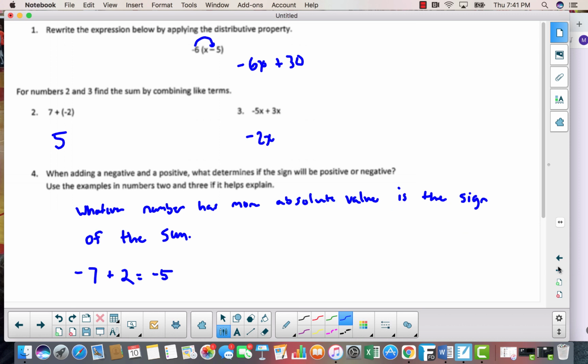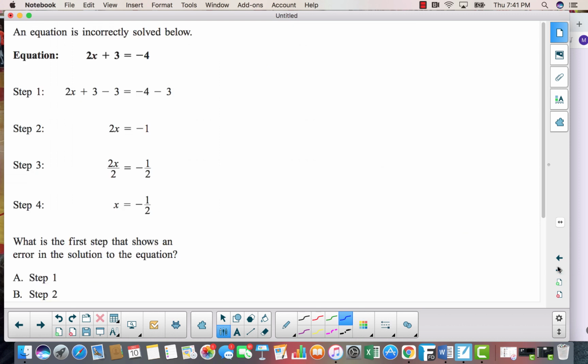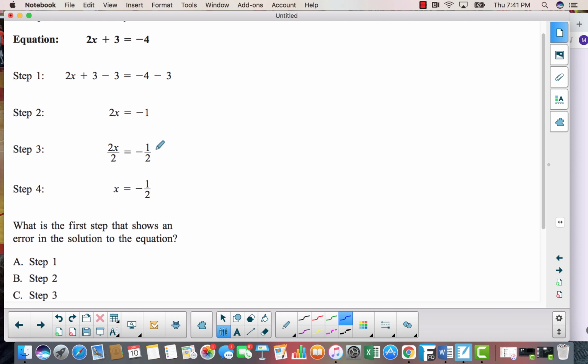For number 5 right here, it says an equation is incorrectly solved below. So what's the first step that shows an error? Well, you'll note that the only thing that changed from the original equation is this minus 3 and then this minus 3 right here. This is perfectly okay because whatever you're doing to the left side of the equal sign, you're also doing on the right side. So I think step 1 is good.